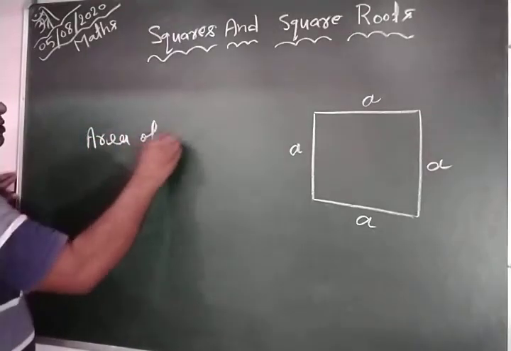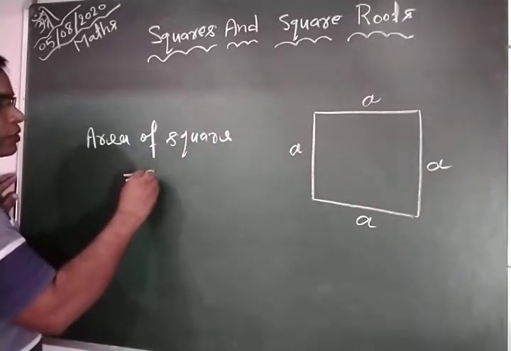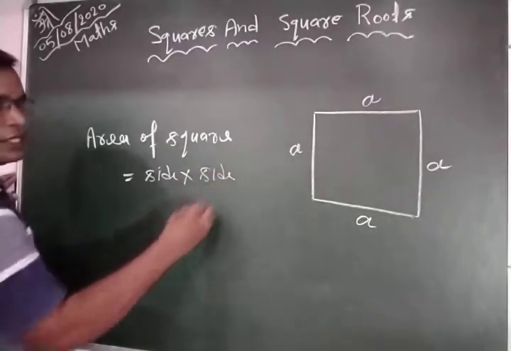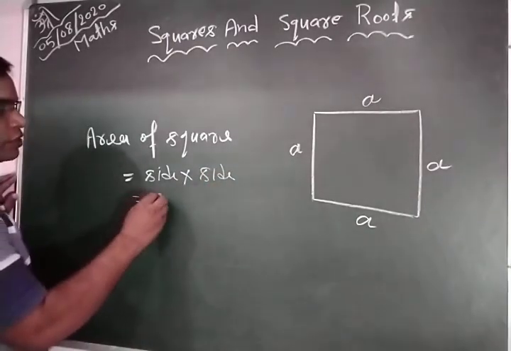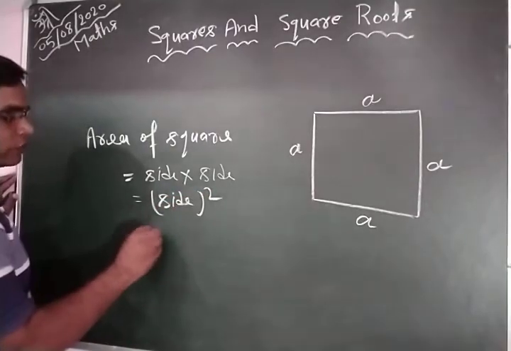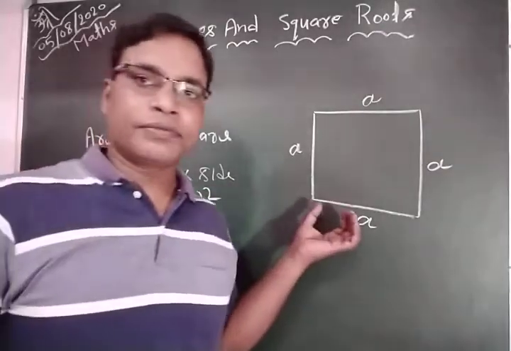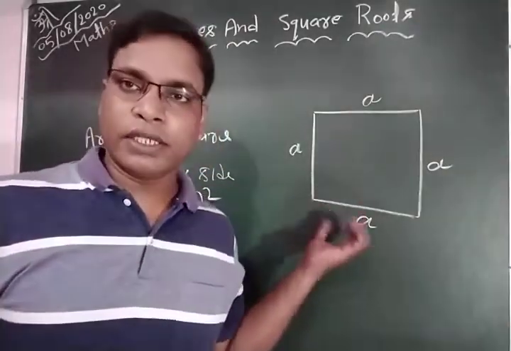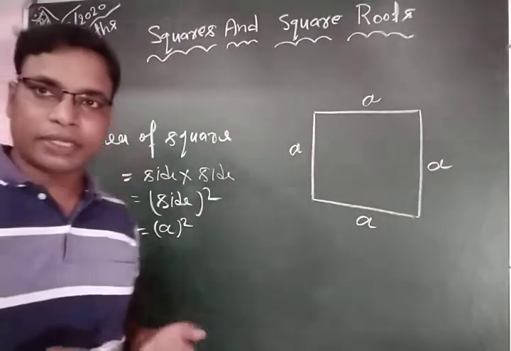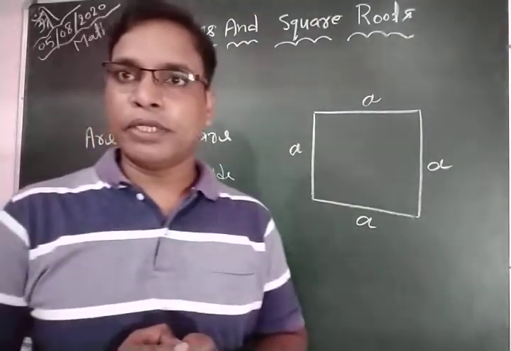The area of a square is equal to side into side. You can say the square of the side. Because the side of the square is a, the area of the square is the square of the side. Similarly, you can find the square of numbers.